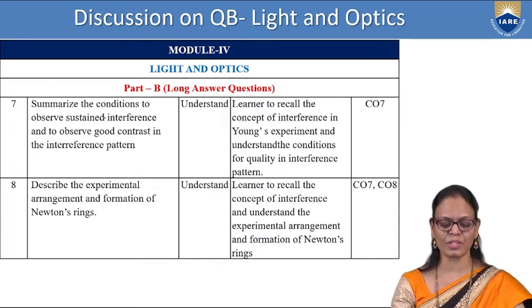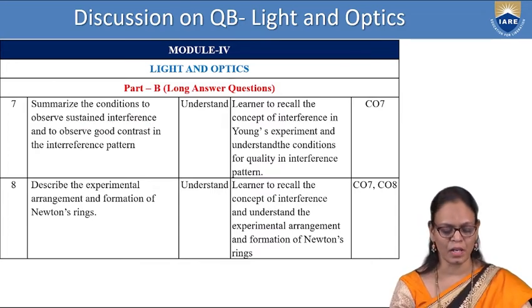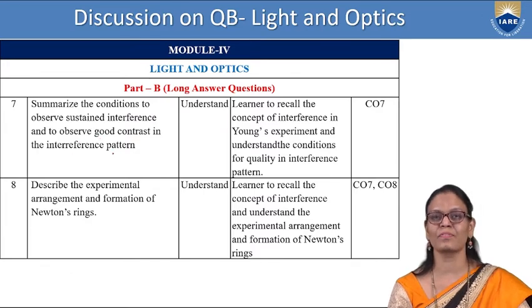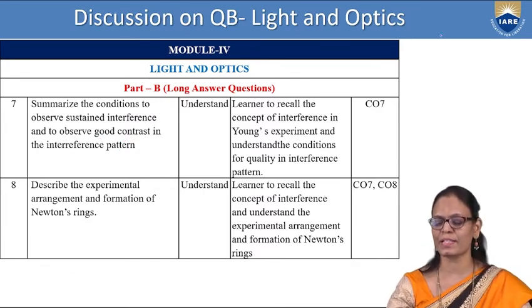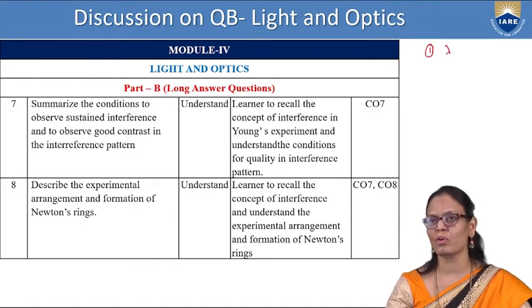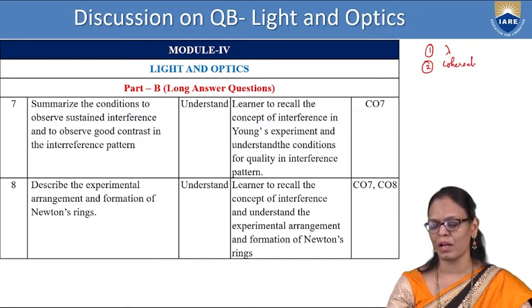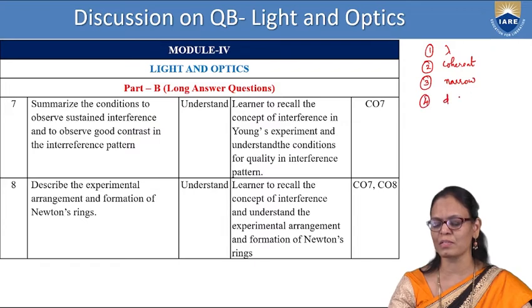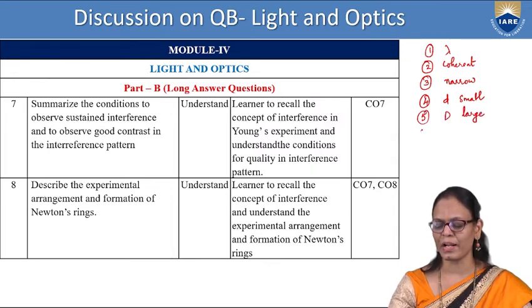Next, summarize the conditions to obtain sustained interference and to observe good contrast in the interference pattern. So what are the conditions we have seen is, we have to take a monochromatic light. We have to take the two sources that are to be coherent, and the slit should be very narrow and they should be very closely spaced, meaning small d should be very small, and the screen should be kept at a very large distance, capital D should be large, and the amplitudes should be the same, otherwise they will not cancel each other. We will have contrast bright and dark fringes.